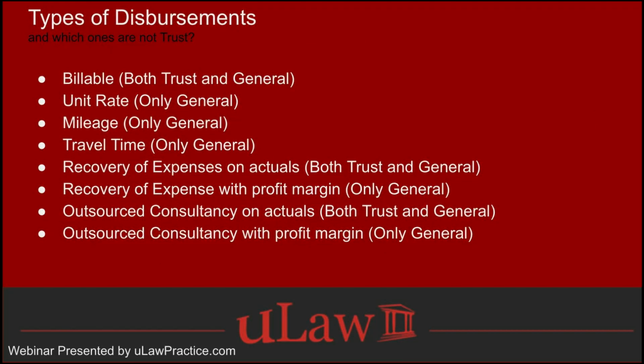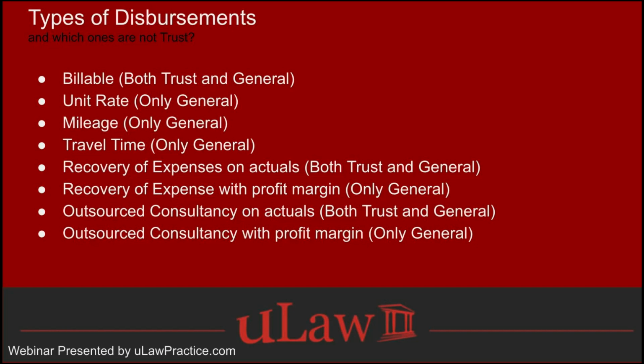Now, there are some types of disbursements that allow you to decide whether they're made from both trust and general or just general. All billables can be done from both trust and general. All actuals can be done from both trust and general. Any expenses with profit margin, unit rate, mileage, or travel time are only from general. And of course, consultancy with profit margin is also general. So anything with a profit margin, anything with a markup value, is always from the general account.